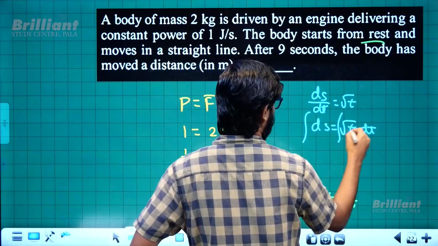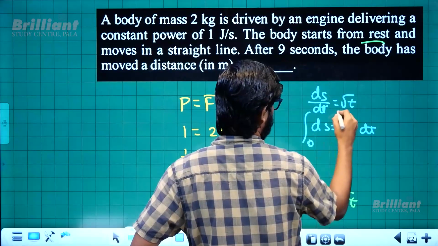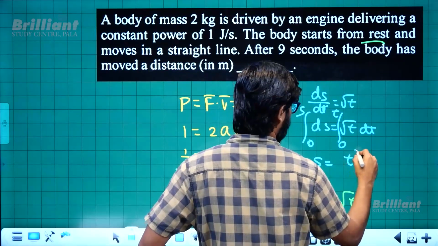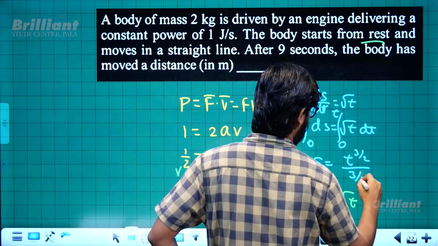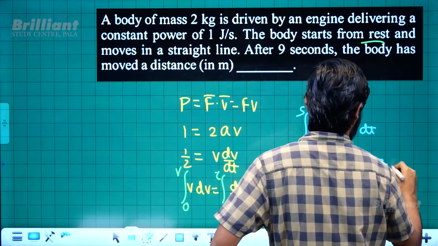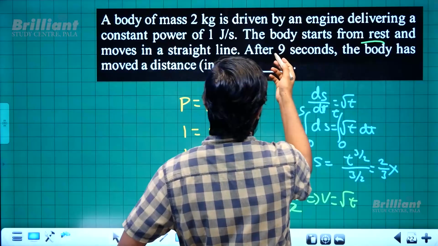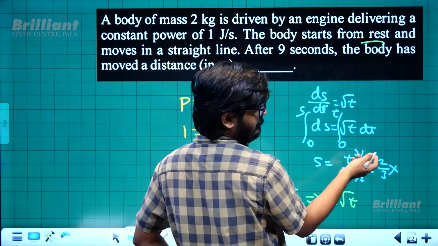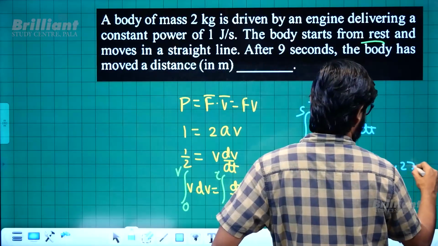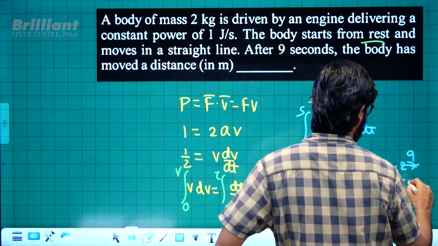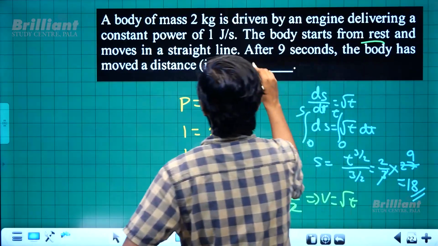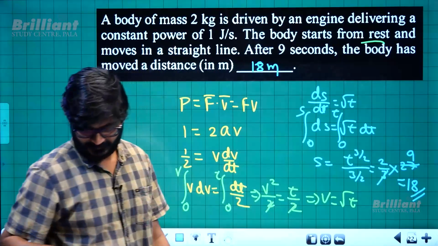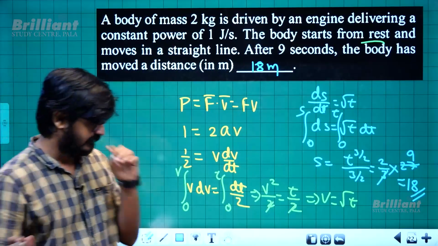When I integrate it, at t equals 0, position is 0. After some time t, displacement is s. So s equals t power 3 by 2 divided by 3 by 2, so that is 2 by 3 times, and what are the limits? T is 9 seconds. When you substitute 9 power 3 by 2, 9 power 1 by 2 is 3, so 3 cube is 27. So 2 by 3 times 27, which is 18. So the answer is going to be 18 meters, right? The answer is going to be 18 meters. So what about the next question?